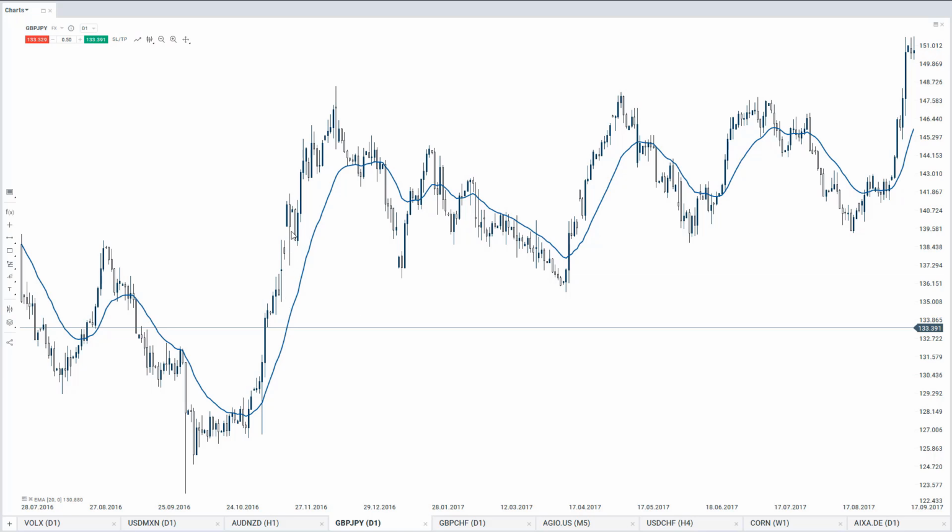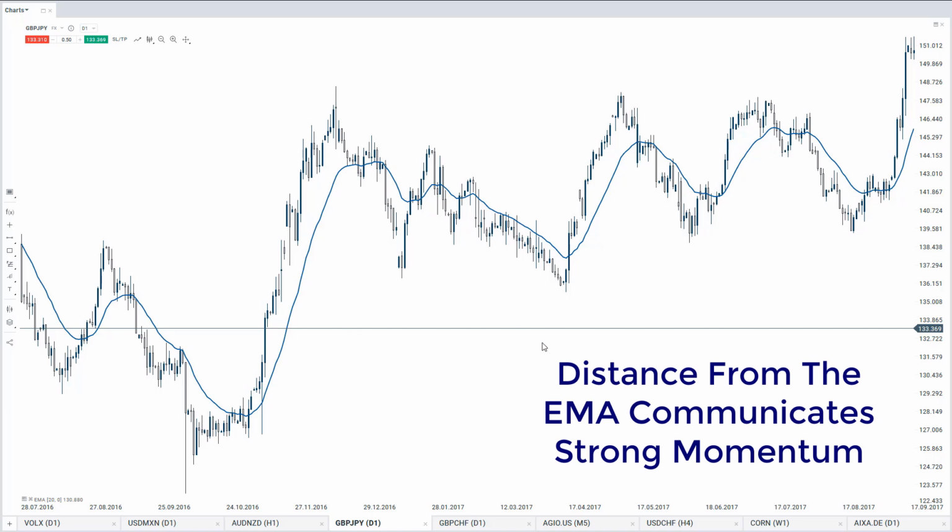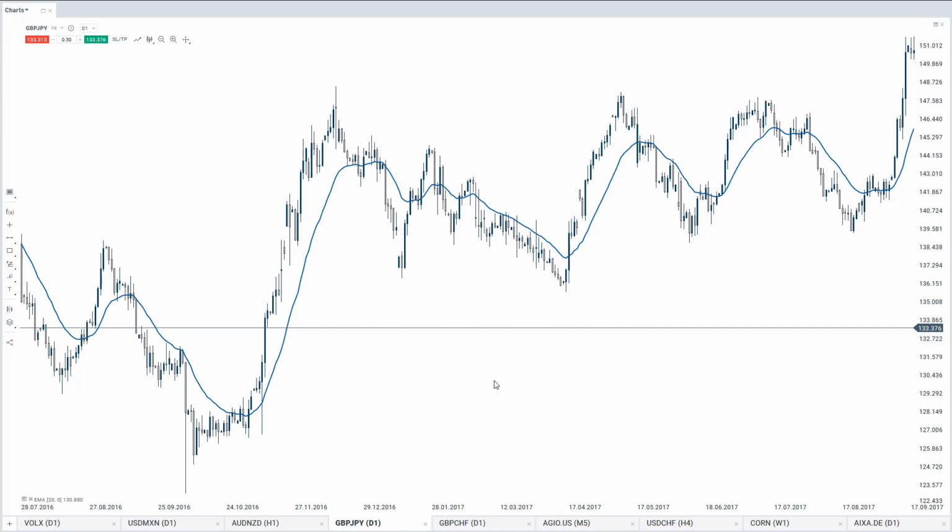And the longer it maintains this, well, that is communicating that you're in a high momentum move here. And only once it starts to revert back to the mean does this market really start to reverse course. So it's important to understand distance from the 20 EMA communicates strong momentum. The longer it's doing that, the greater the chance it will eventually revert back. But until that reversion happens, you are trading in a strong momentum move.